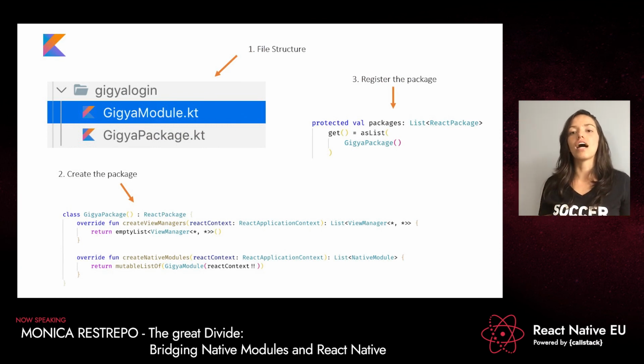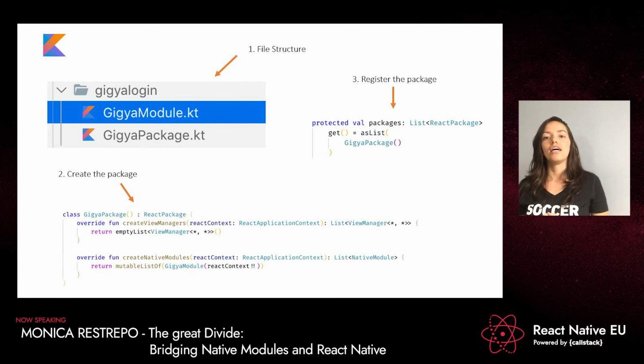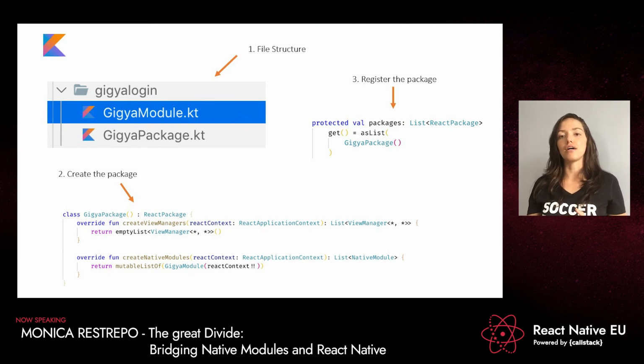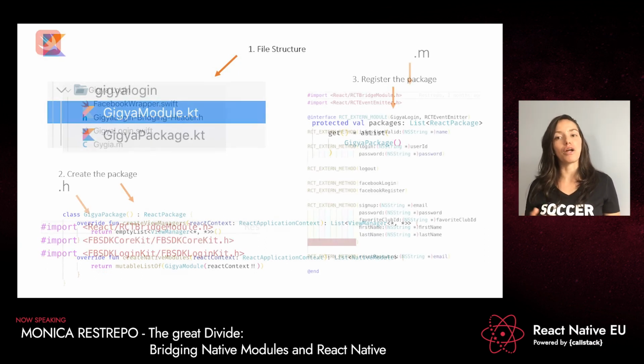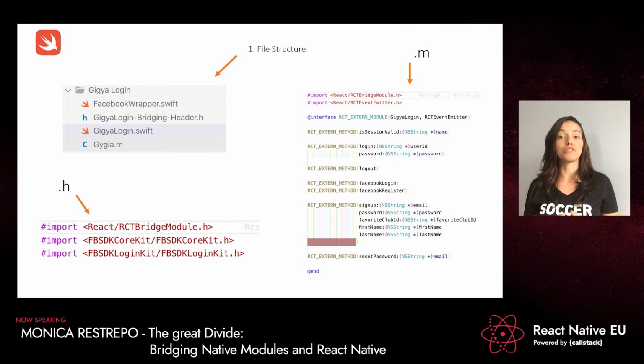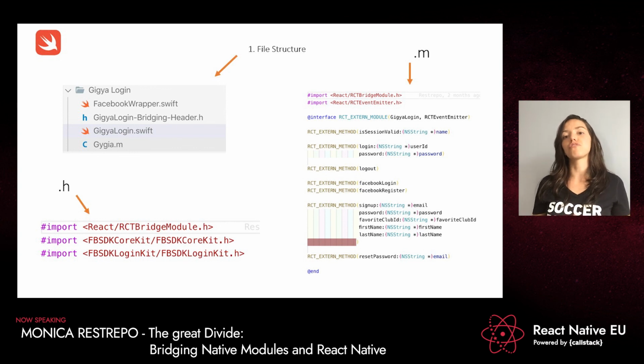This is just a look at the file structure for our module and the steps we use to package it. In Kotlin, we created the package where the view manager instances are created, and then where our module will be packed. And finally, registering the package list for our native modules. For iOS, the file structure is very similar, with the addition of a Facebook wrapper required by our third-party provider, also written in Swift.